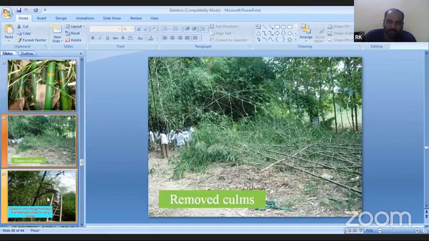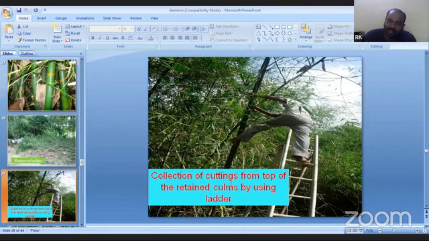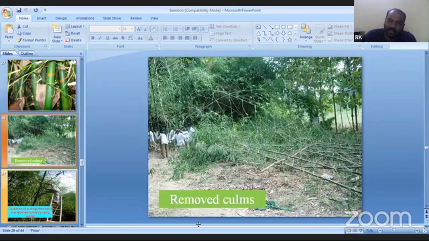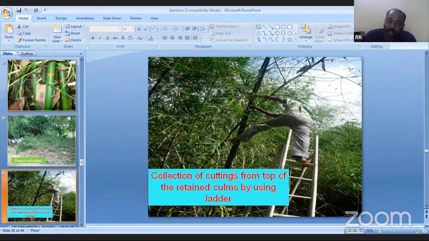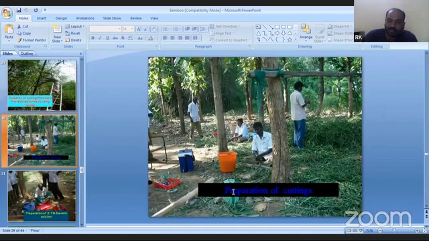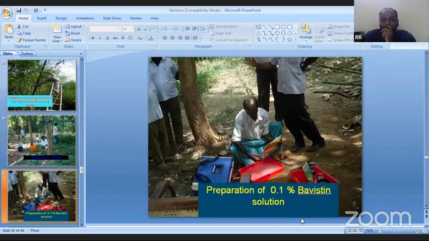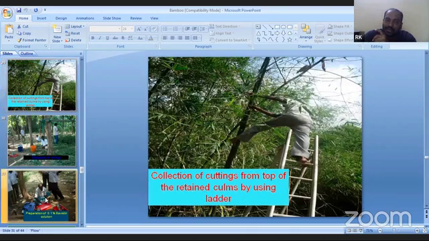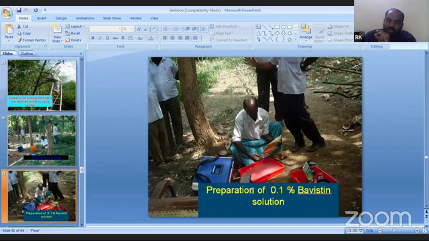The removed culms are taken out, and the collection of cuttings is made from the top of the retained clump using a ladder. So that is propagation of the cuttings. When we collect cuttings for propagation, how do we prepare them? Small cuttings with two internodes. Preparation of a 0.1% Bavistin solution. First we cut, then we make single cuttings, two internodes each.